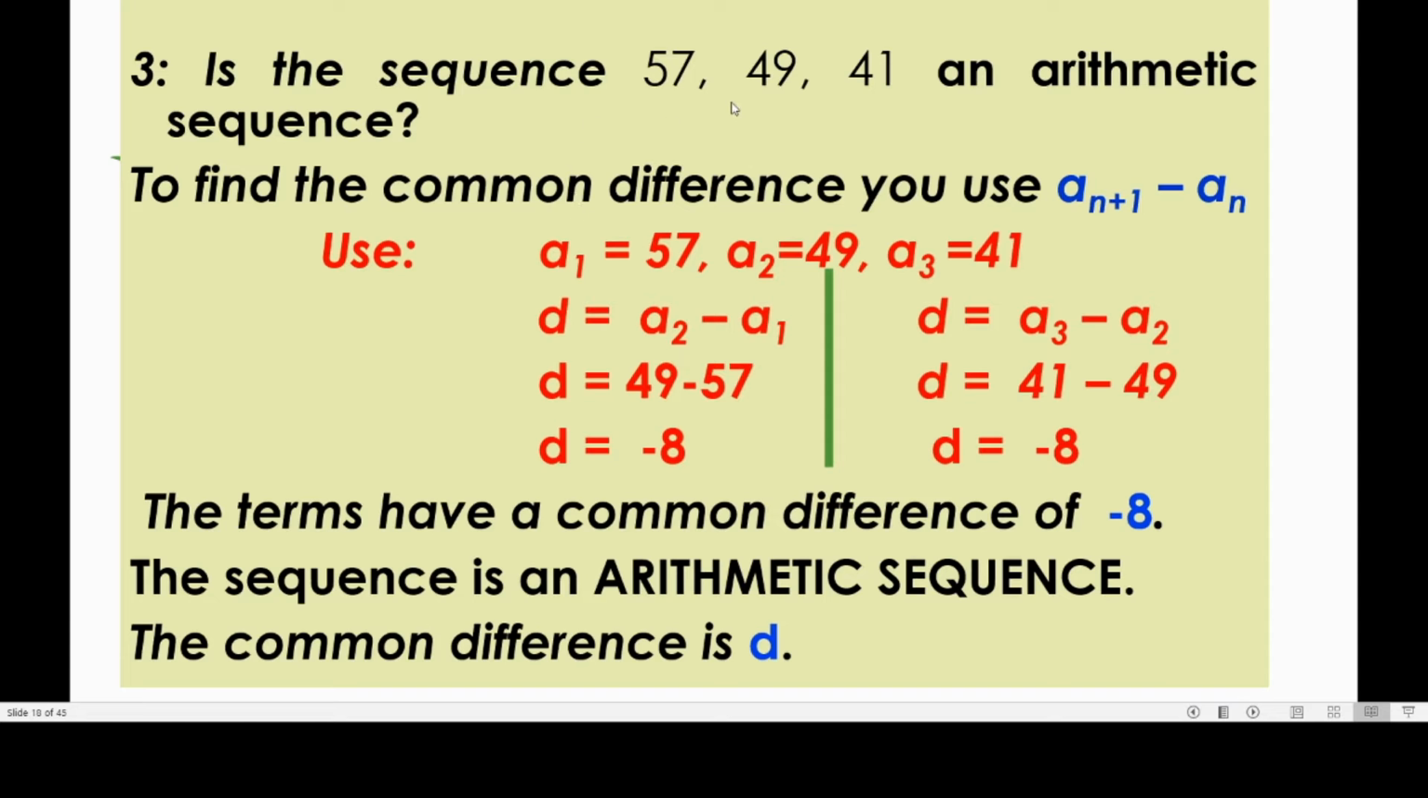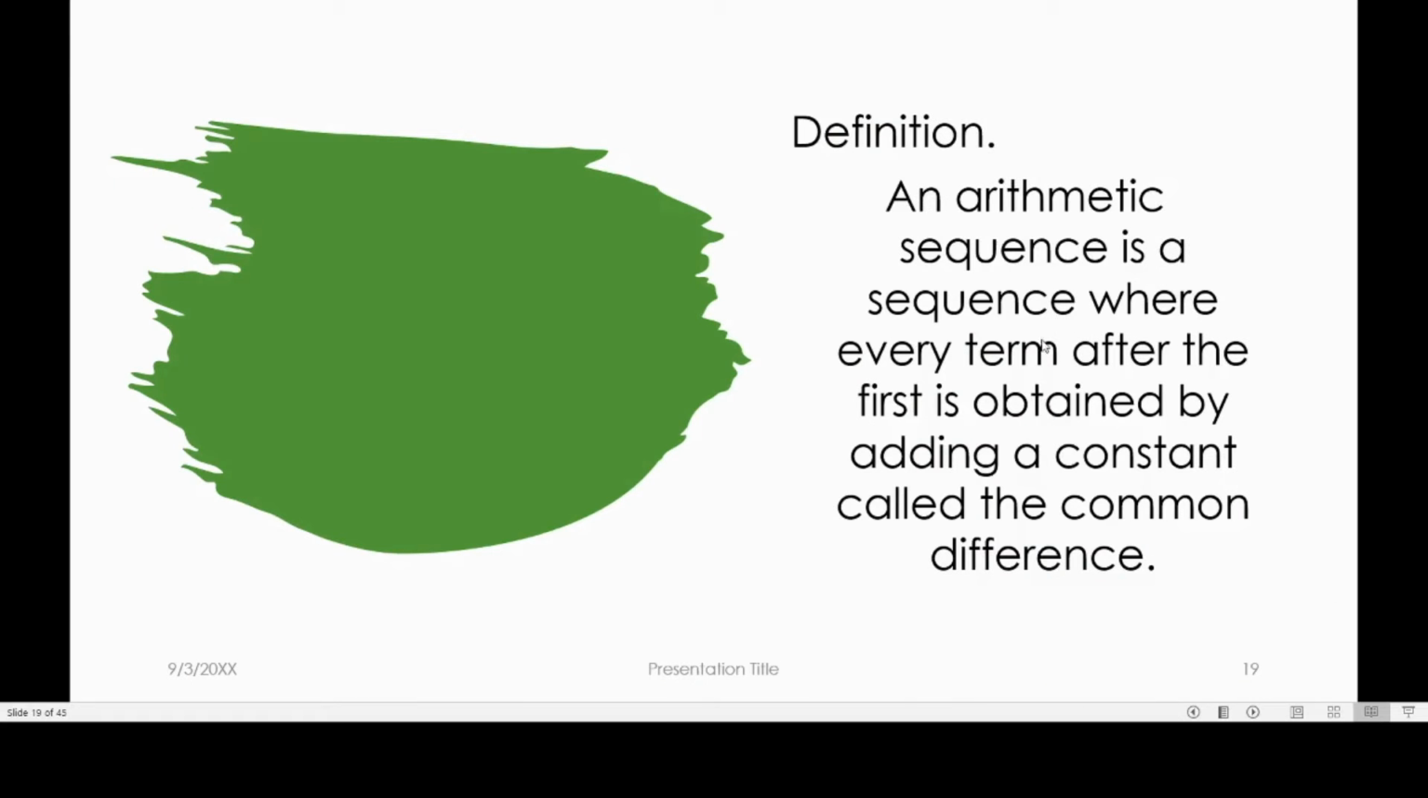Again, if you have a sequence that is decreasing, you're going to have a common difference that is a negative number. If the sequence is increasing, therefore, the common difference is a positive number. Let's have the definition of an arithmetic sequence. Arithmetic sequence is a sequence where every term after the first is obtained by adding a constant, which is the common difference. The common difference is denoted as small letter d.